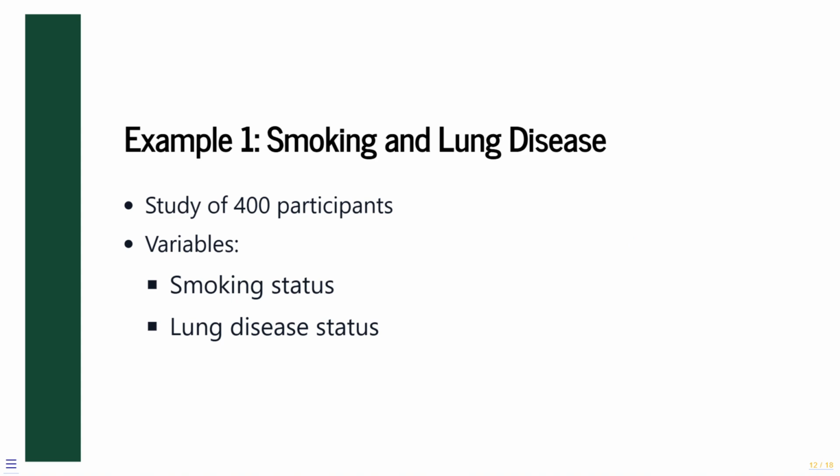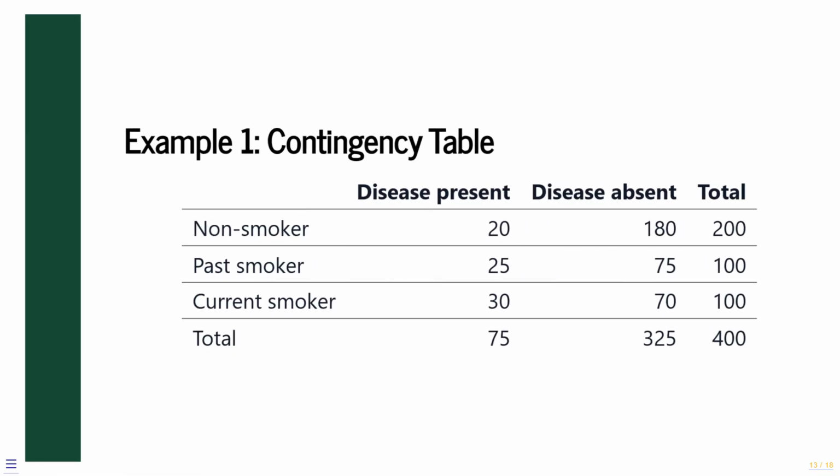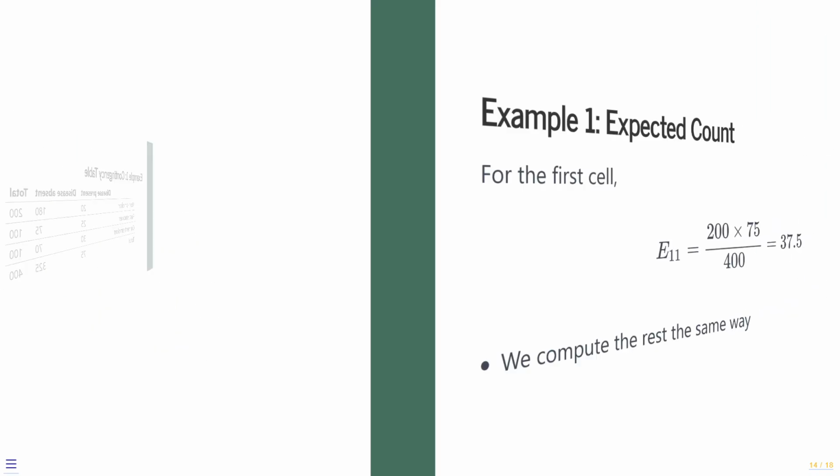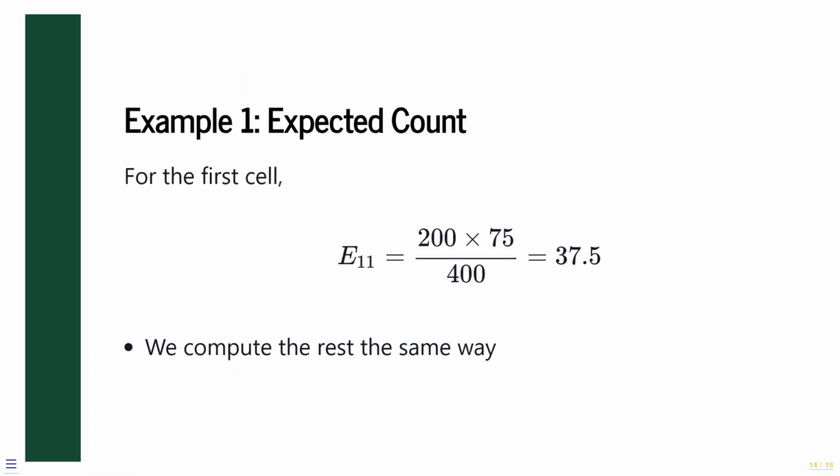In example 1, a researcher studies smoking status and chronic lung disease in 400 participants. The two variables are smoking status and disease status. This table shows the observed counts for non-smokers, past smokers, and current smokers across the two disease categories. For the first cell, the expected count is 200 times 75 divided by 400, which equals 37.5. The remaining expected counts are found the same way.